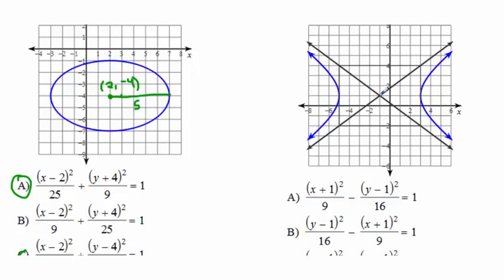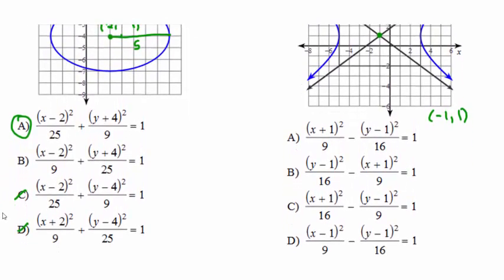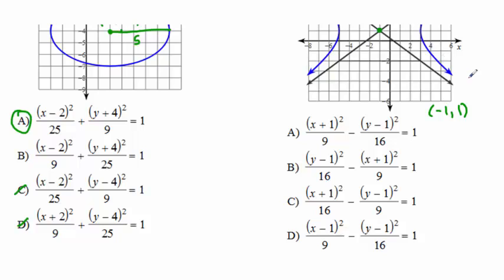43 is a hyperbola. The center is at negative 1 comma 1. So we look and see, for one thing, since it's on the left and the right side, y is not first, so it can't be B. And then it can't be D because they didn't change the sign of the first one. It's supposed to be x plus 1 and y minus 1. And then we say, okay, how much am I going left and right and up and down? Going left and right 4. So under x should be 4 squared, which is 16.